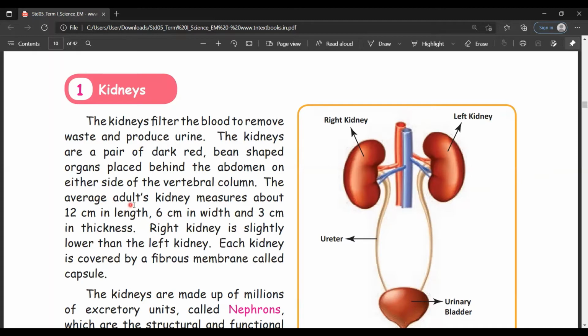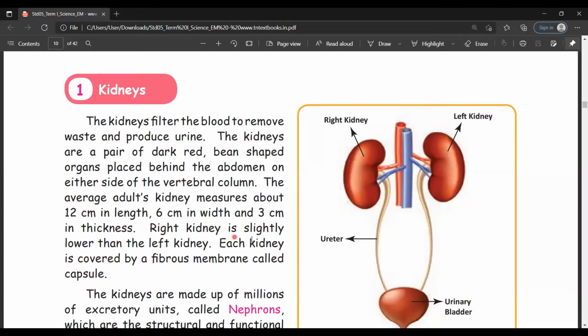The average adult kidney measures about 12 cm in length, 6 cm in width and 3 cm in thickness. So the average adult kidney size is length 12 cm, width 6 cm, thickness 3 cm.